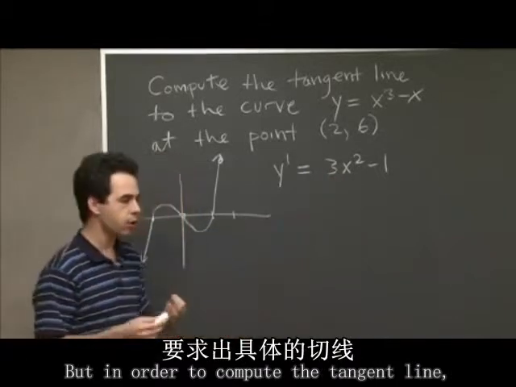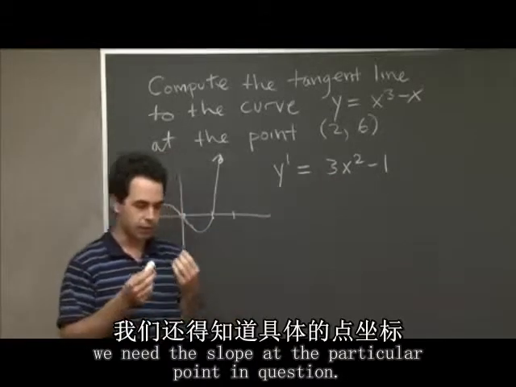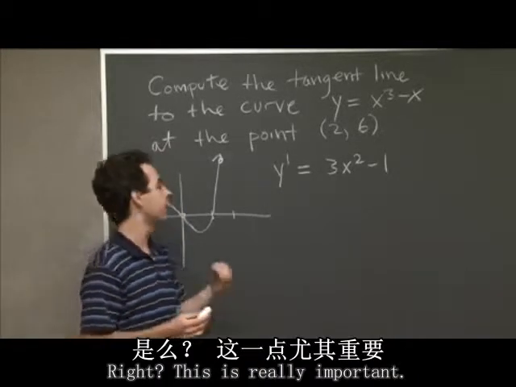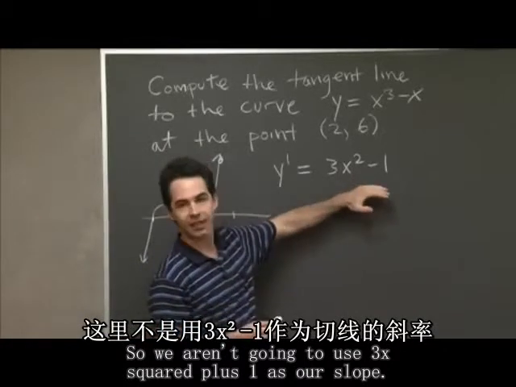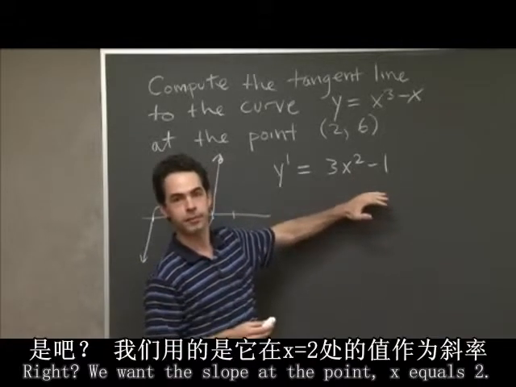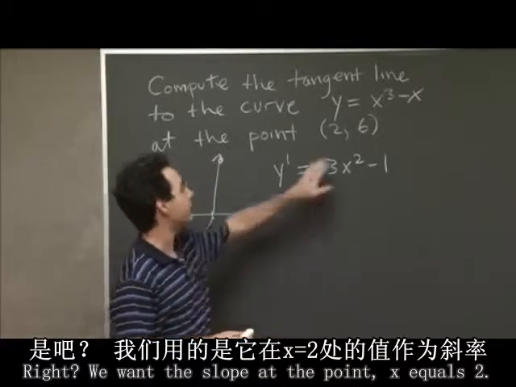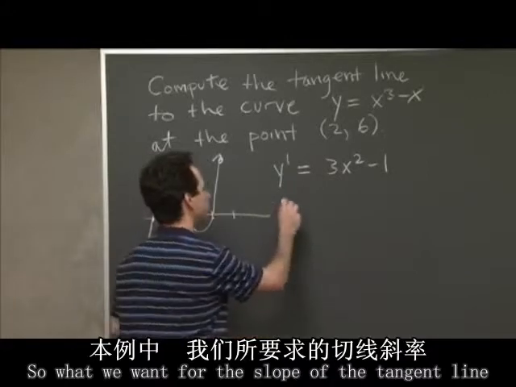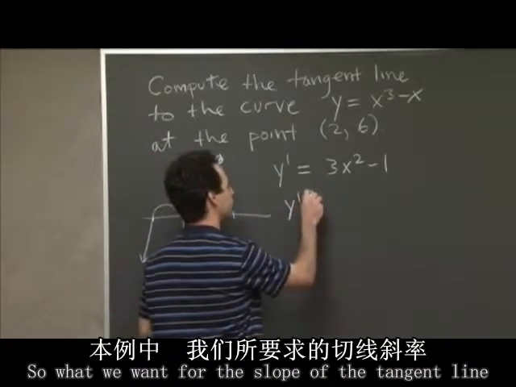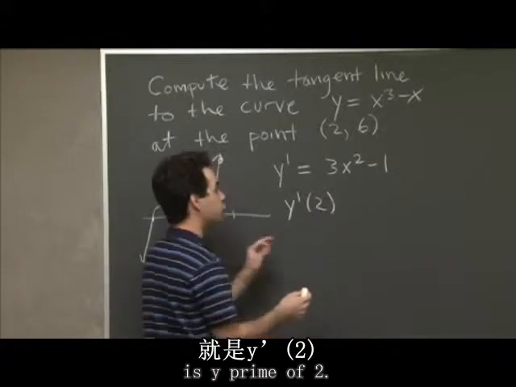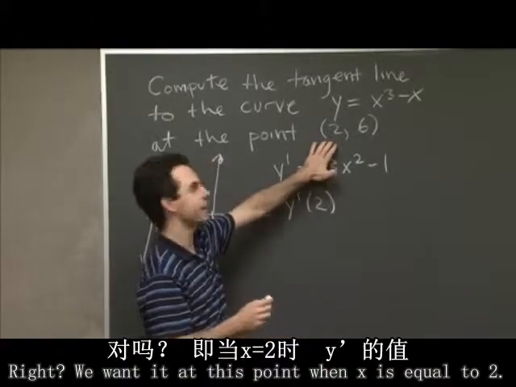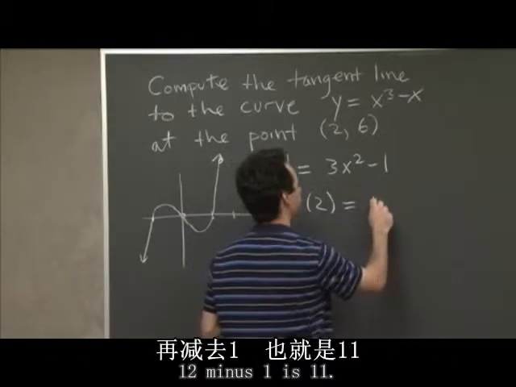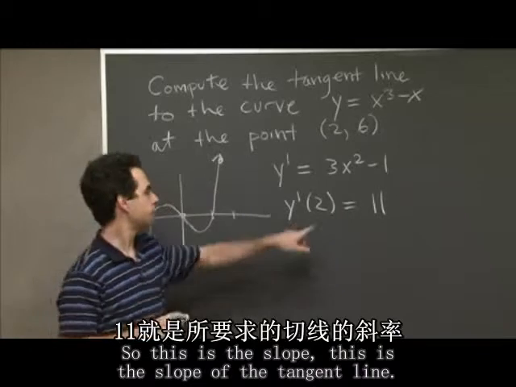But in order to compute the tangent line, we need the slope at the particular point in question, right? This is really important. We aren't going to use 3x squared minus 1 as our slope. We want the slope at the point x equals 2. So what we want for the slope of the tangent line is y prime of 2, when x is equal to 2. That's 3 times 2 squared, which is 12, minus 1 is 11. So this is the slope of the tangent line.